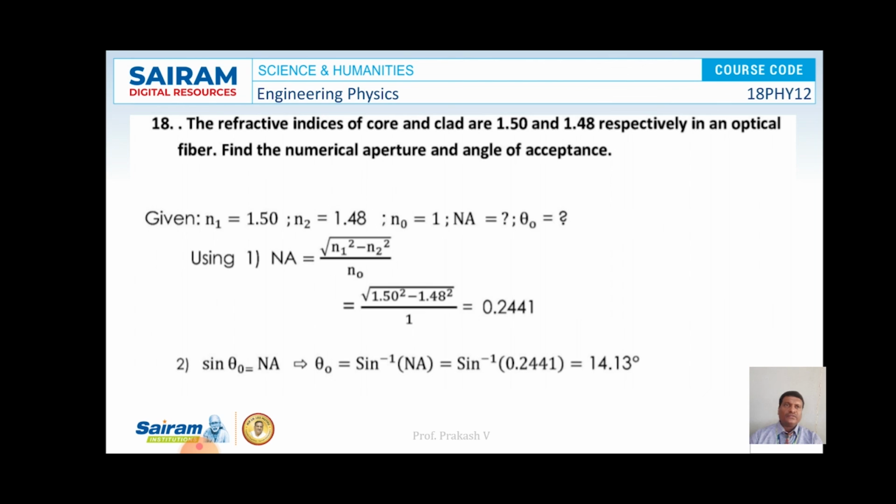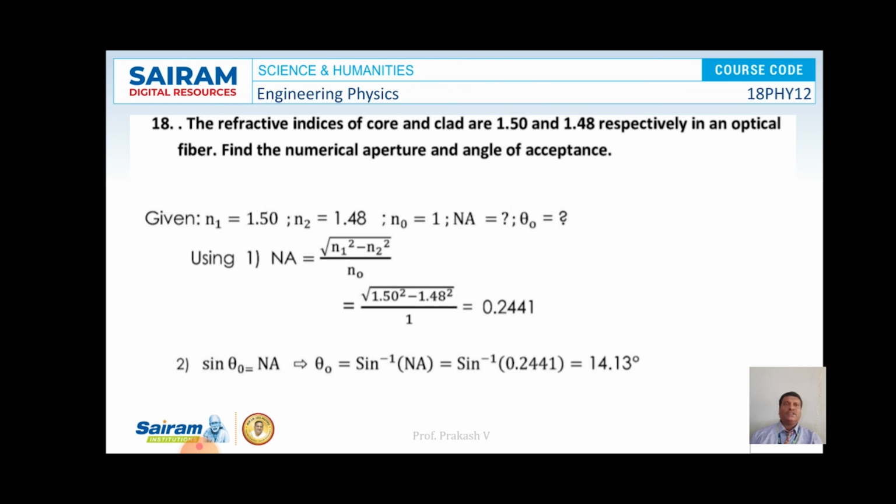The refractive index of core and clad are observed to be 1.5 and 1.48 respectively in an optical fiber. Find the numerical aperture and angle of acceptance. So here N1 is 1.5 and N2 is 1.48 and N0 is 1. So what is NA and theta naught?